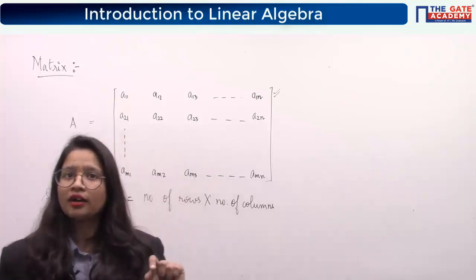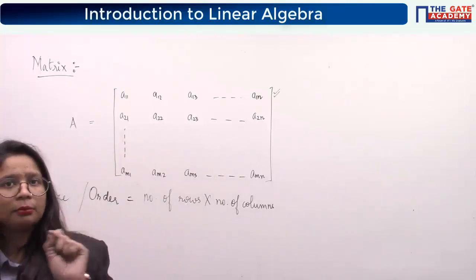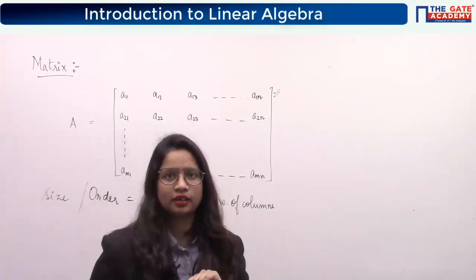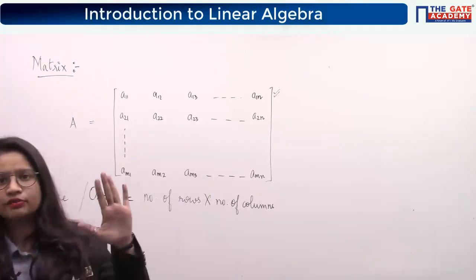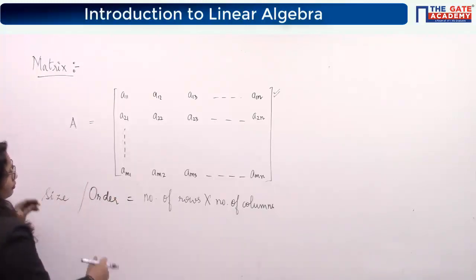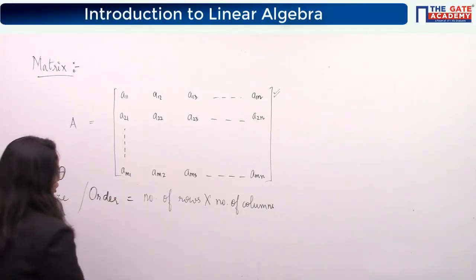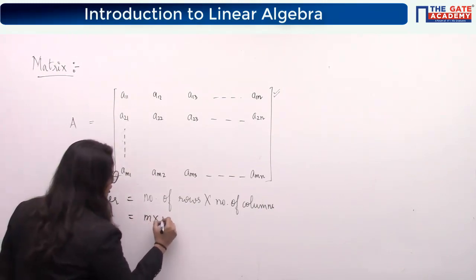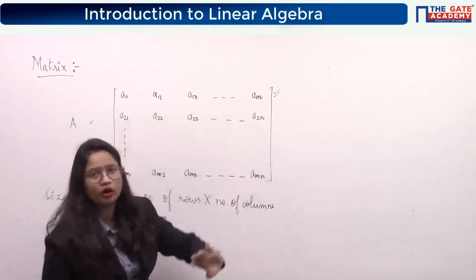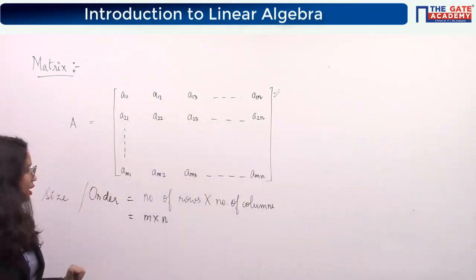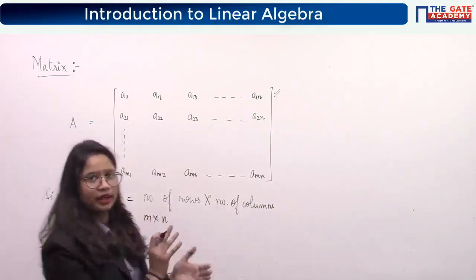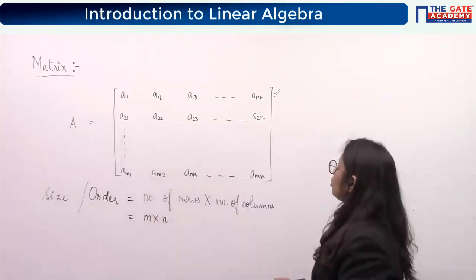So Riya, you are wrong. It is not mn, it is m cross n. mn means you are multiplying m with n. Okay, m cross n is different than mn. So this is the order of this matrix, that is m rows, n columns. M rows and n columns. Understood or not? Yes.